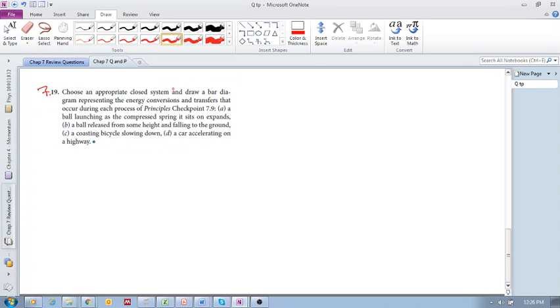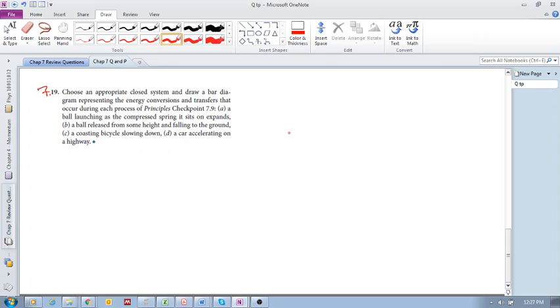7.19. Choose an appropriate closed system and draw a bar diagram representing the energy conversions and transfers that occur during each process of principles checkpoint 7.9. Okay, so go check out that checkpoint to make sure you get what this is about. So let's look at the energy conversions of a ball launching as the compressed spring it sits on expands.